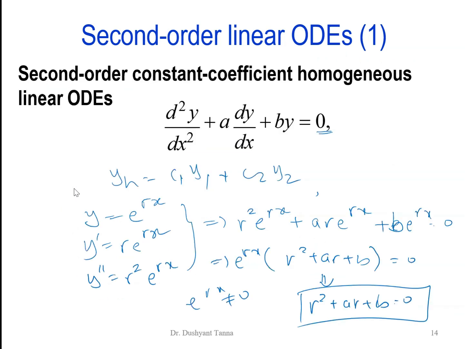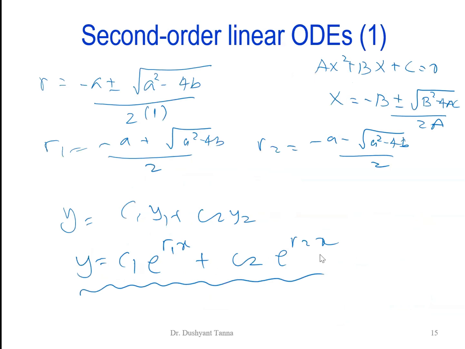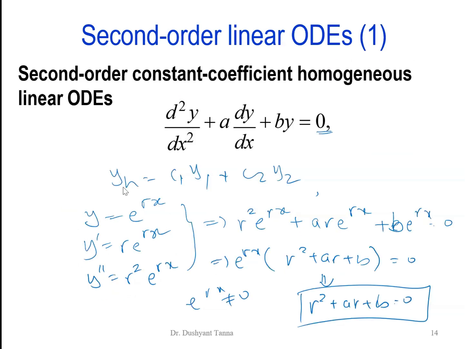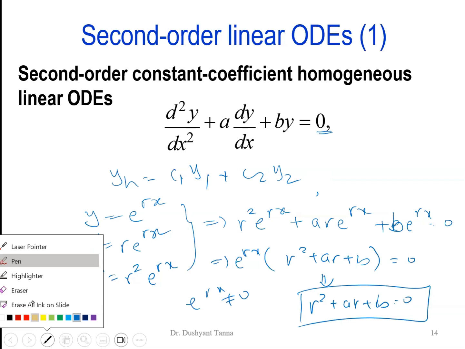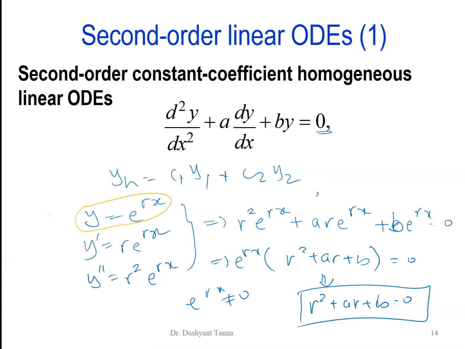Right. So we were discussing how this was derived. When we started, we were talking about two solutions, but up here we only started with, okay, let me change the color, y is equal to e raised to rx. So when I got my two r values, I'll plug that in because ultimately I need y1 and y2.